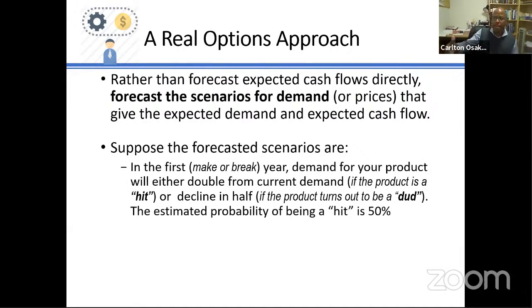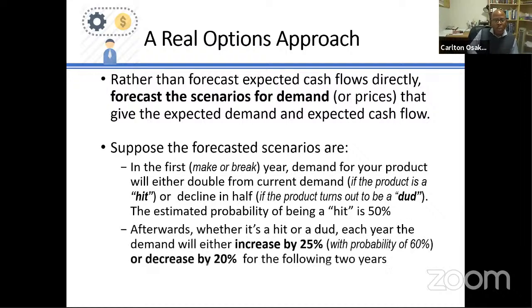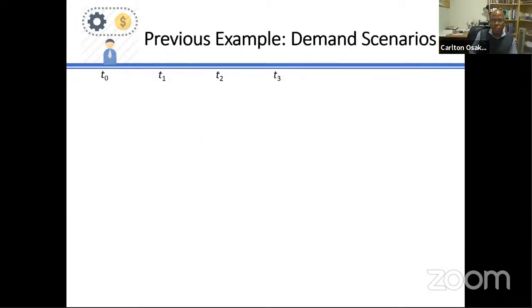After the first year, once the firm is up and running, whether it's a hit or a dud, because the product is now in the market and consumers now know about the product, demand will either increase by 25% or decrease by 20%, depending on whether demand goes up or goes down, and who knows what it's going to do. And this will continue to happen, but we'll project that out only for 2 more years, because at the terminal year, year 3, we'll then use the exit multiple. Okay, and so this is kind of what the projections would look like.